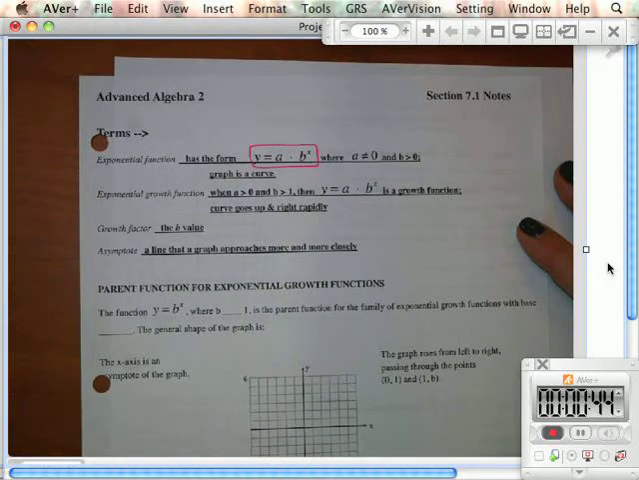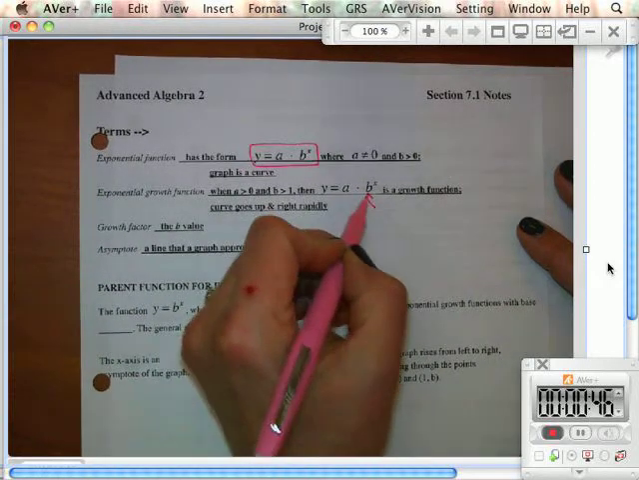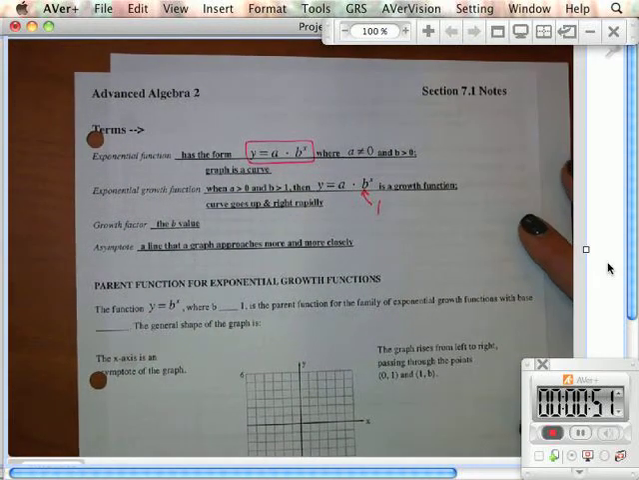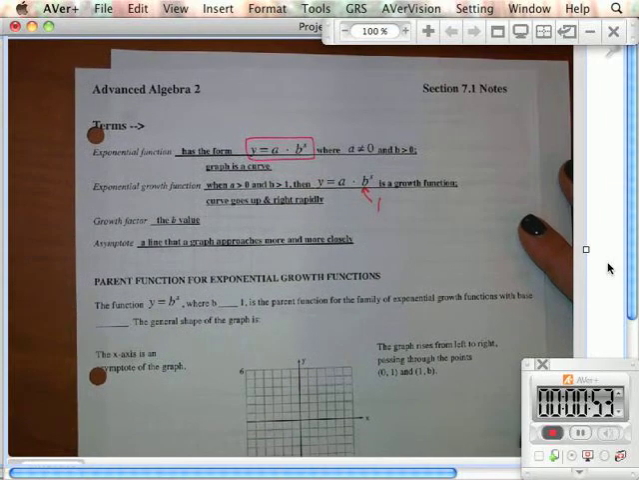A growth function is when b is 1. B has to be 1, or no, excuse me, greater than 1. Let's be greater than 1.